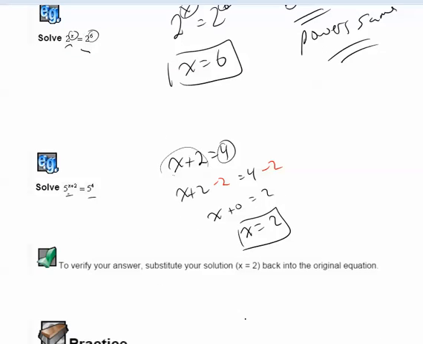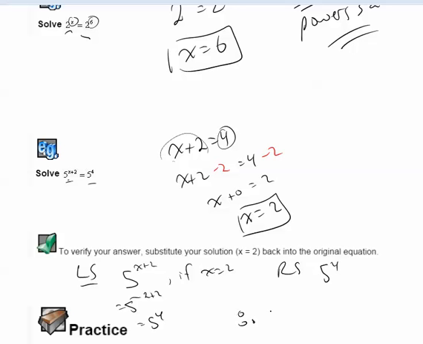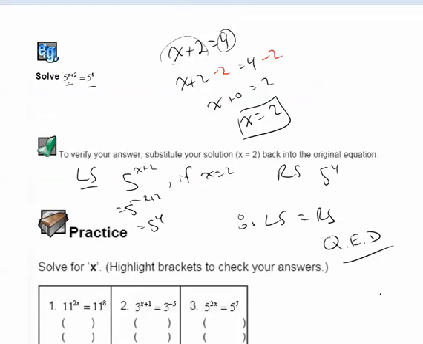How do you verify it? How do you know that the answer is right? Well, visually looking at it, you can stick the 2 back into here. So if I said left side, and this is the fancy way, I'd say 5 to the x plus 2 is the same thing as, well, if x is equal to 2, we know that 5 to the 2 plus 2, or 5 to the 4. We know the right side is 5 to the 4. We can say, therefore, the left side equals the right side. And then if you want to get really fancy, you say QED, which is Latin for quod erat demonstrandum, just a fancy way of doing a proof.